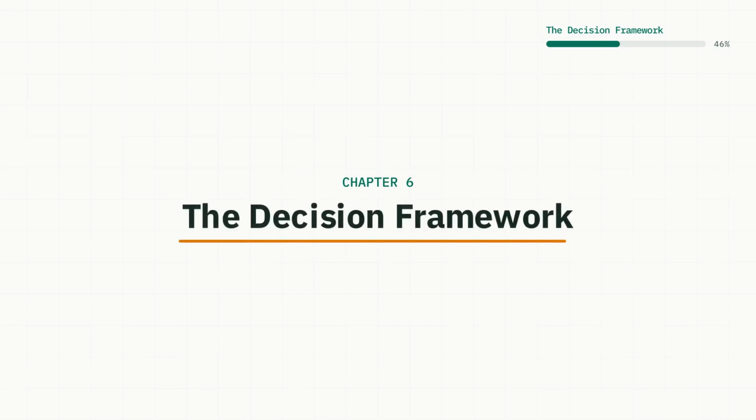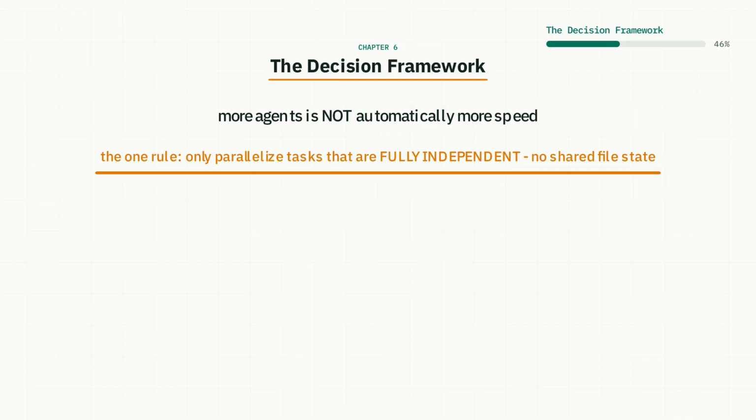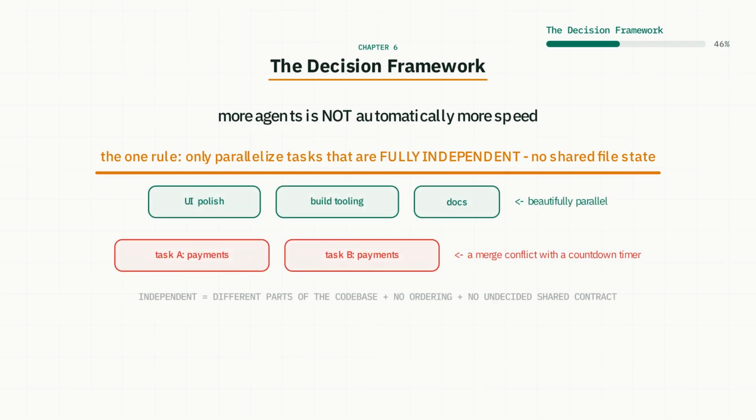Chapter 6, the decision framework, because more agents is not automatically more speed, and this is where the practitioners separate from the enthusiasts. The one rule that governs everything: only parallelize tasks that are fully independent with no shared file state. Independent means different parts of the code base, no ordering between them, and no shared contract that's still being decided. A user interface polish task, a build tooling task, and a documentation task, beautifully parallel. Two tasks that both touch the payment module? That's not parallelism, that's a merge conflict with a countdown timer.